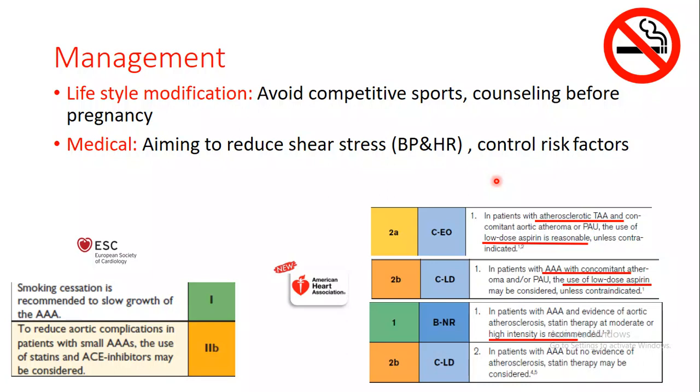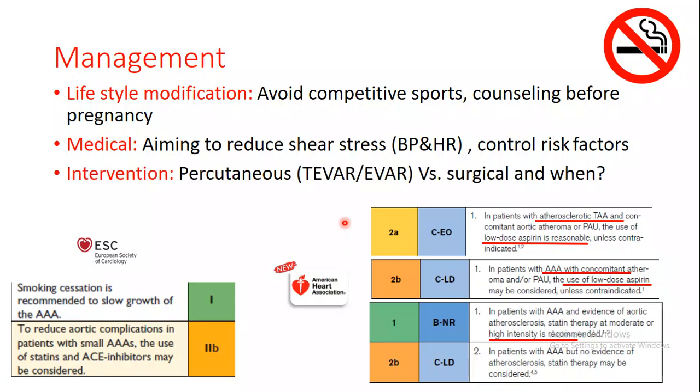So high-intensity statin should be considered, especially in atherosclerotic ones, and low-dose aspirin might be considered, as mentioned in the latest American Heart Association guidelines for aortic aneurysm. And finally, intervention when reaching a certain cutoff point, as we will discuss.